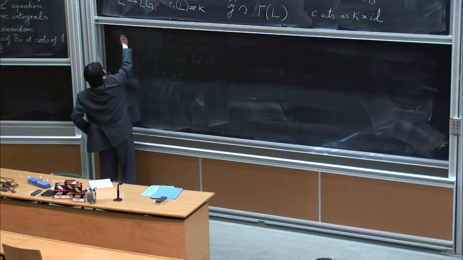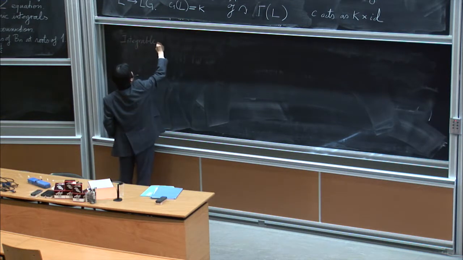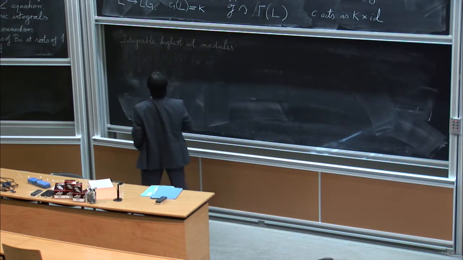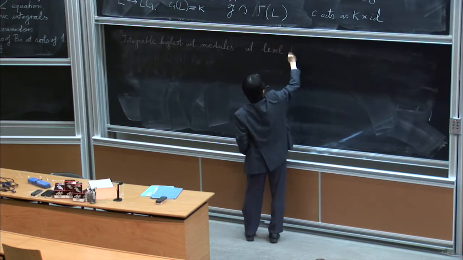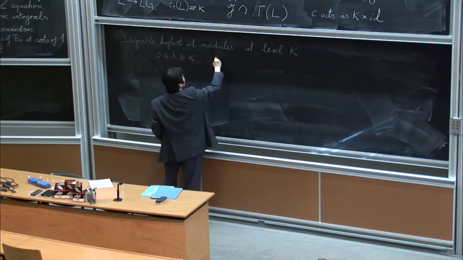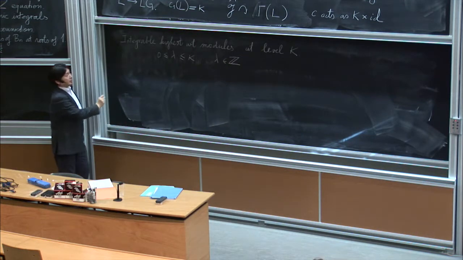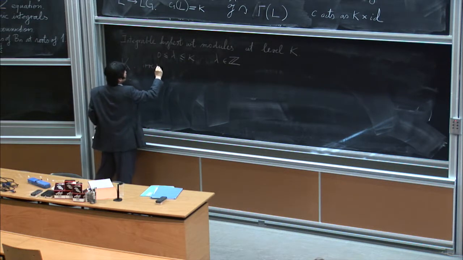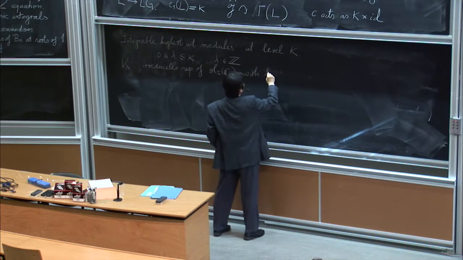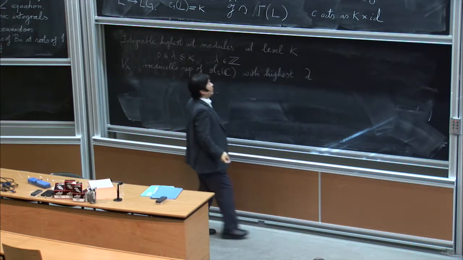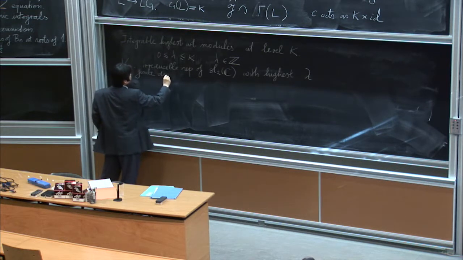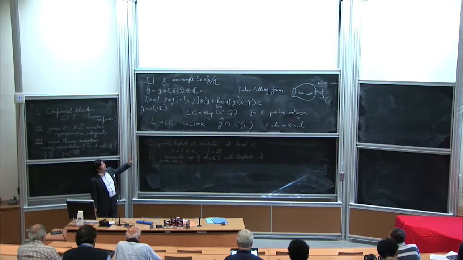This is a notion due to Victor Kac, at level k. We fix a non-negative integer lambda between 0 and k, and we start from the irreducible representation of SL2(C) with highest weight lambda, of dimension lambda plus one. This is the usual finite-dimensional irreducible representation. Starting from this, I construct representations of the affine Lie algebra.